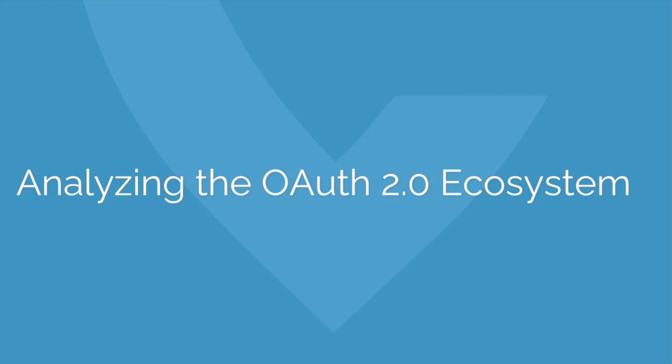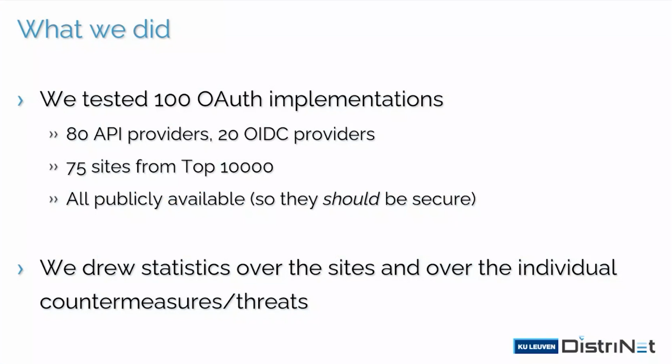So we basically used this tool on a large set of websites to see how well they were doing. And so what we did is we tested 100 publicly available OAuth implementations, OAuth authorization servers, 80 of which were just using the plain OAuth as we all know it. So they had an API that they wanted to protect and authorize by using OAuth. 20 of these websites were also OpenID Connect providers.